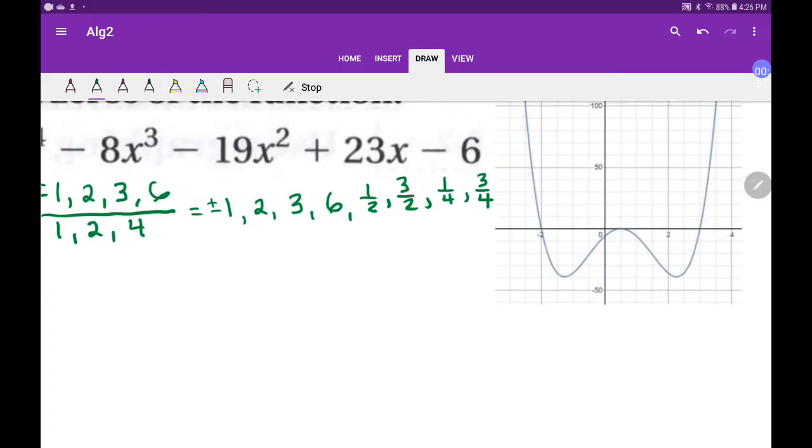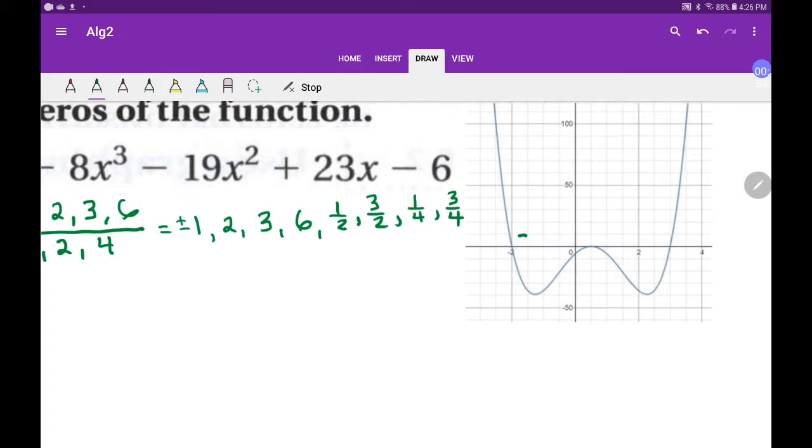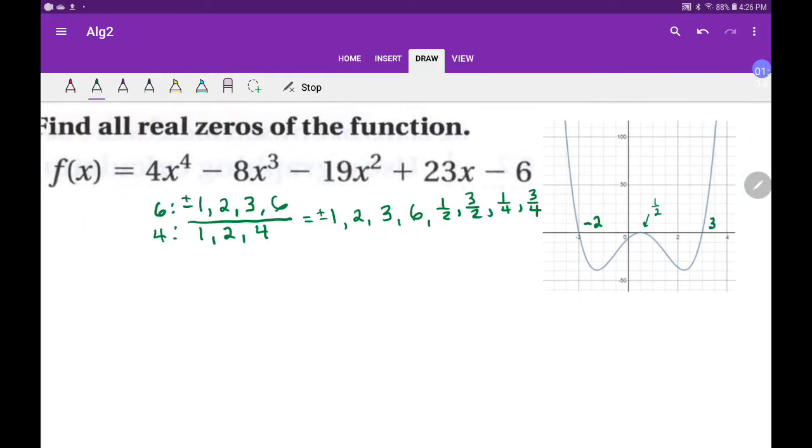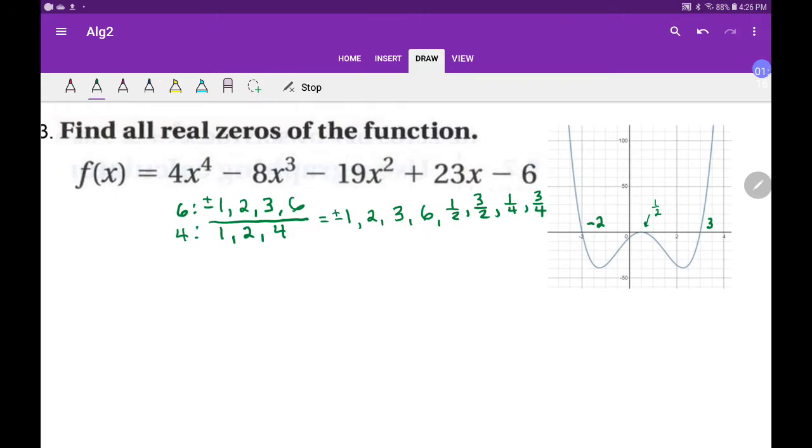So when I look at my graph, it looks like -2 is a real strong possibility. Looks like +3 is a possibility. And then that looks like 1/2 to me. Alright, so +1/2. So let's take a look here.